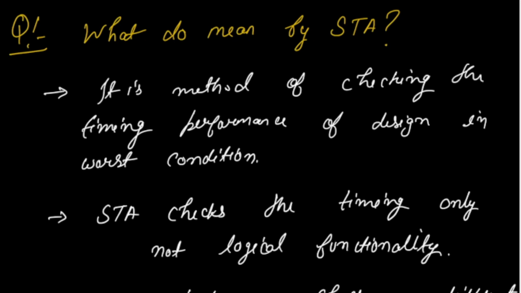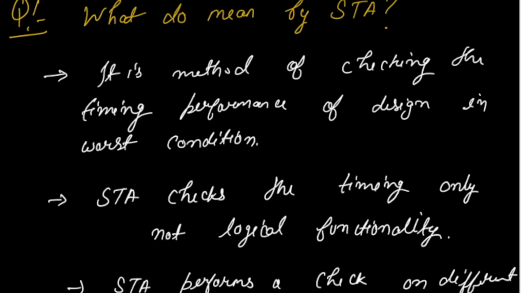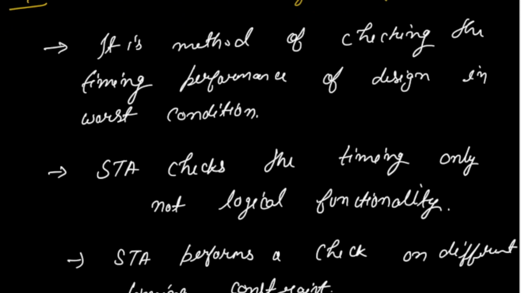So what do you mean by STA? What is STA? It is a method of checking the timing performance of a design in the worst condition. It means it's checking the timing, not checking the functionality. STA checks the timing only, not the logical functionality.